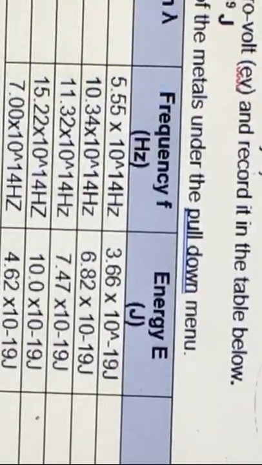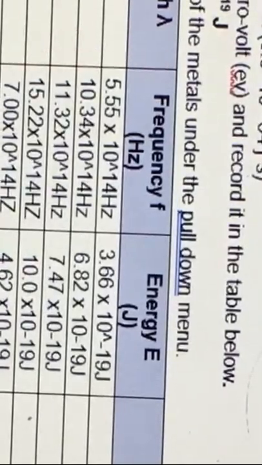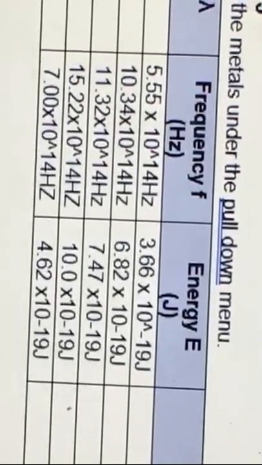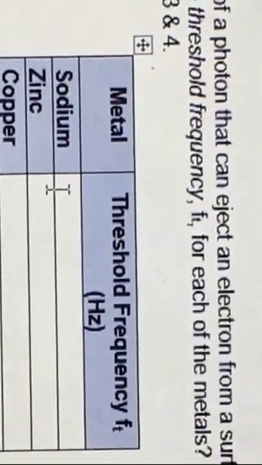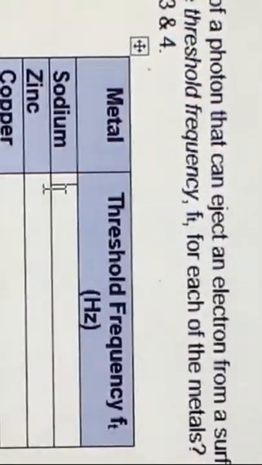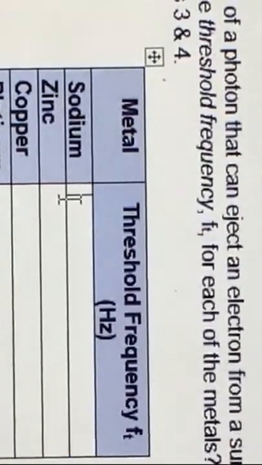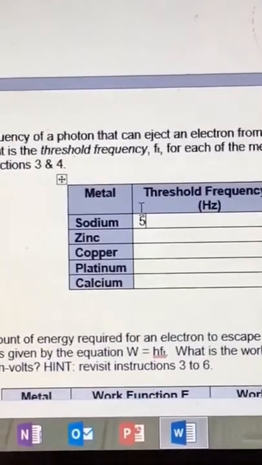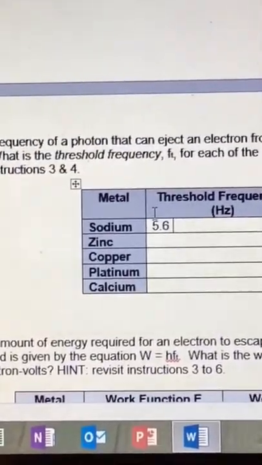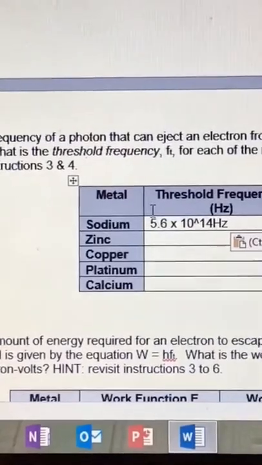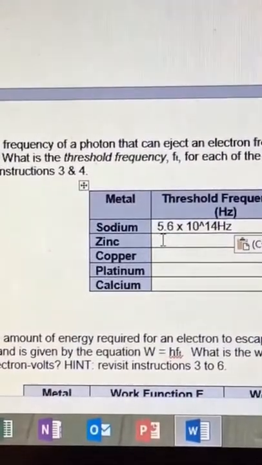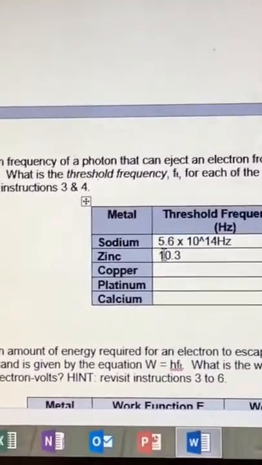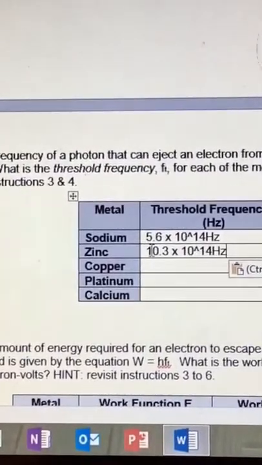Once we have finished our first step, you will see that the chart is all filled out and we have all of our final answers for the first part. The minimum frequency of a photon that can eject any electron from the surface is called the threshold. The threshold of sodium is 5.6 times 10 to the 14th power Hz. The threshold of zinc is 10.3 times 10 to the 14th Hz.